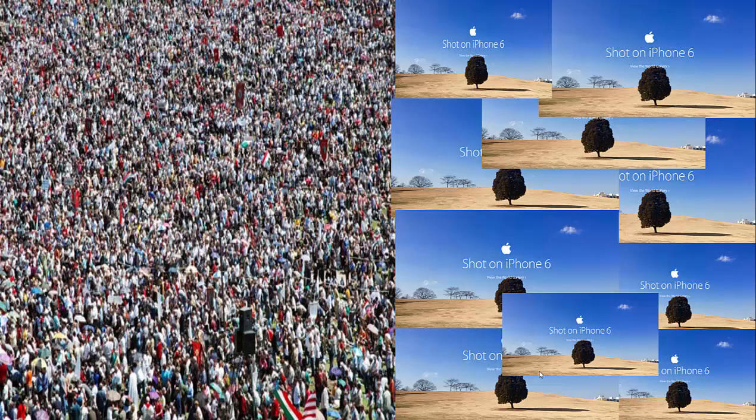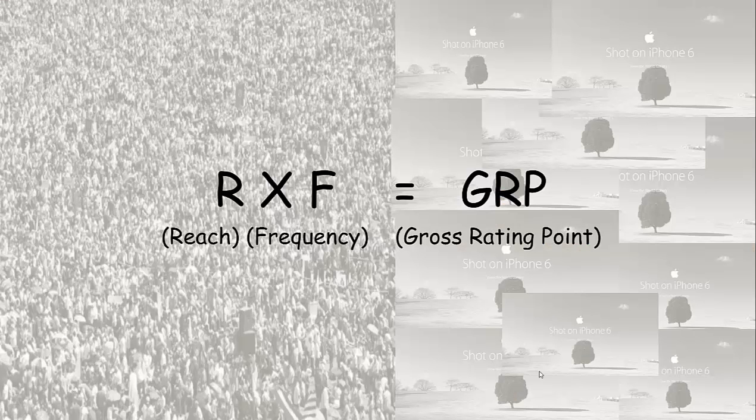But as you learned previously, if I've run many ads on many programs and I've reached a certain number of people a varying number of times, how on earth can we keep it straight? And this is where we get to the GRP. A gross rating point represents the relationship between reach and frequency. Say 75% of my audience saw my ad an average of 4 times. That would equate to 300 gross rating points.